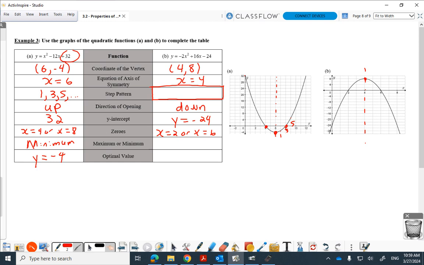Is it a max or a min? Maximum, and optimal value y equals 8. Is that part okay? Okay, some extra spice here.